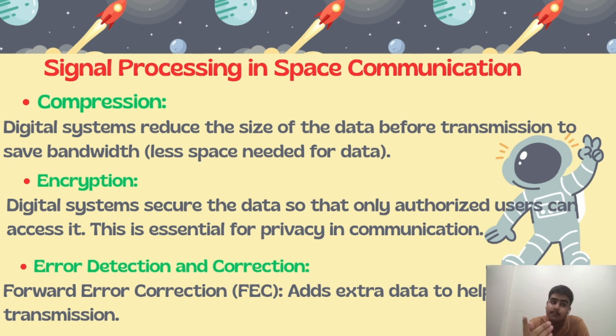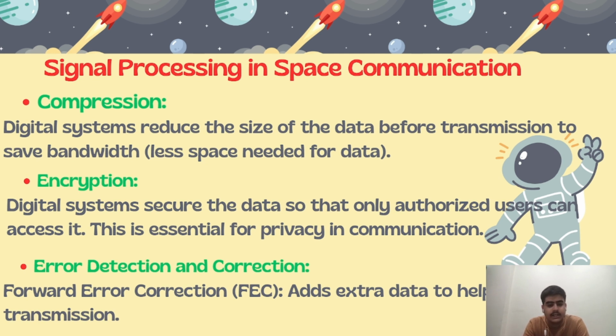The first one is compression, that is, digital systems reduce the size of data before transmission to save bandwidth, so less space is needed for the data. Obviously we need to minimize the data. The second one is encryption, that is, digital systems secure the data so that only authorized users can access it. This is essential for privacy in communication.